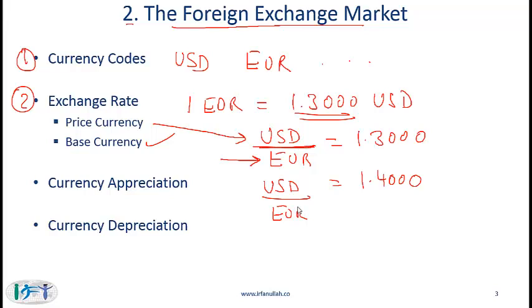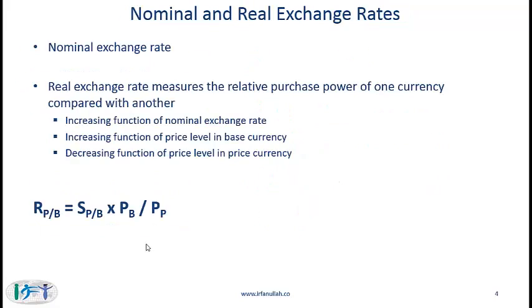The way you remember this now is by saying that if this number goes up, if the exchange rate goes up, then the base currency has strengthened. If the base currency strengthens, that automatically means that the other currency, which is the price currency, has weakened or depreciated. So remember this, one currency strengthening automatically means that the other currency has weakened.